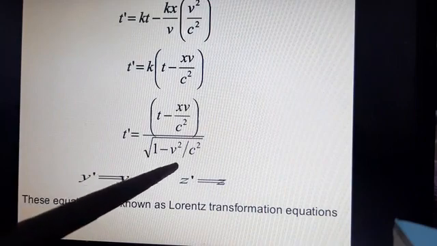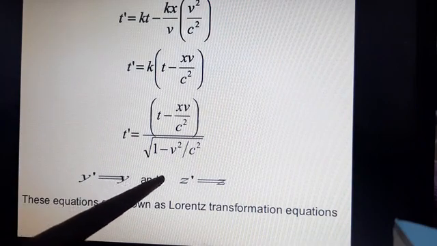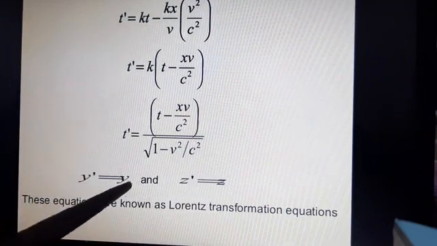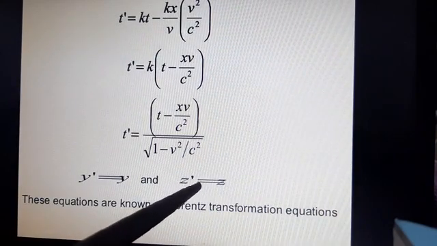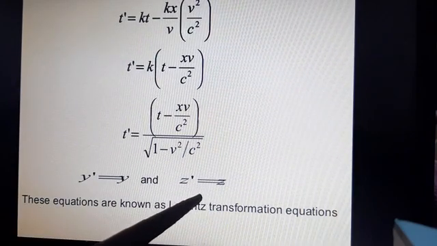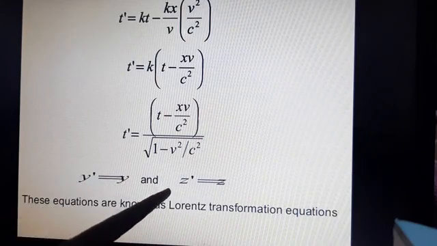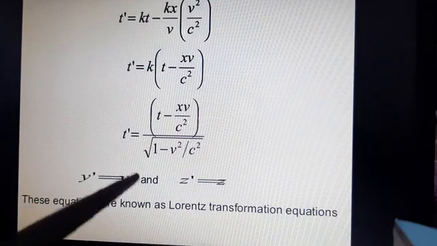The equations for y-axis and z-axis are y dash is equal to y and z dash is equal to z. So both are the same because the frame f dash is moving only along the x-axis. So there is no change in the y and z equations. Therefore, y dash is equal to y and z dash is equal to z. So these are called Lorentz transformation equations.